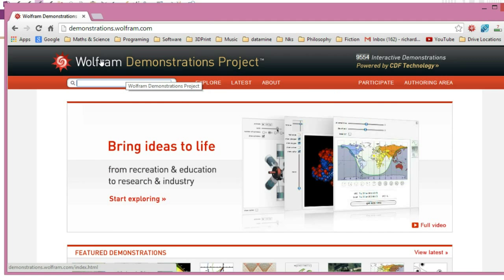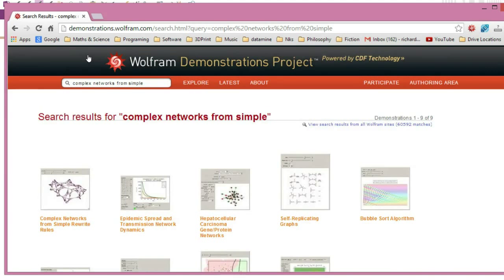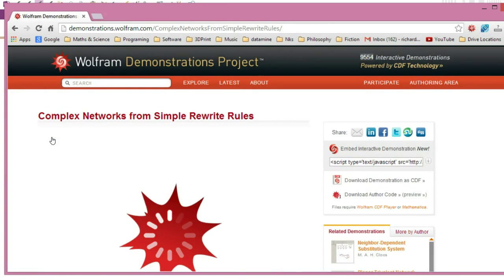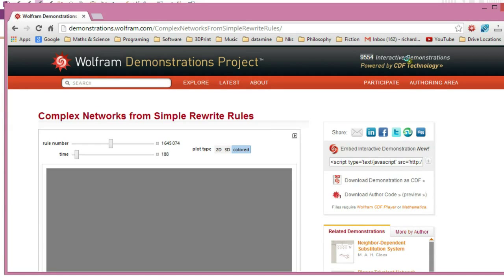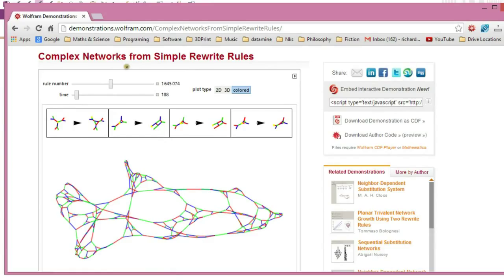I'm not going to use anything except online software, okay? So if you go to this website here, wolframdemonstrations.com, and then search for "complex networks from simple", that should be enough words. There we are. So this is a demonstration which I've written, which basically allows you to do what I've been talking about. It allows you to look at lots and lots of different rules.